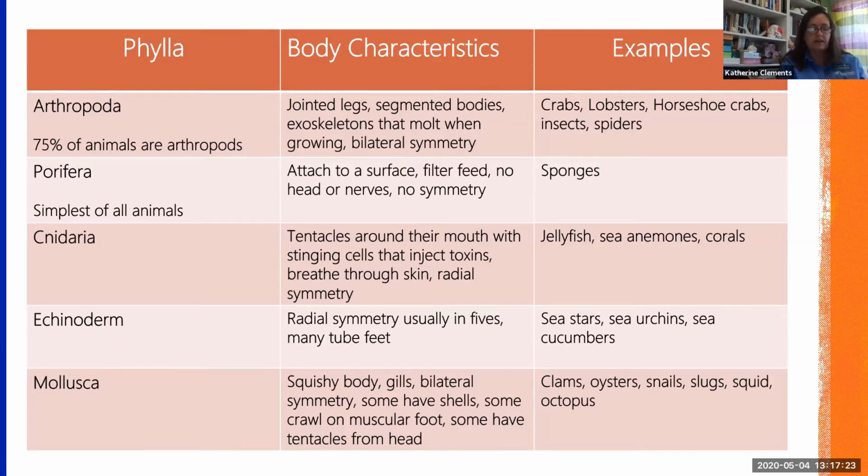Some examples of echinoderms are sea stars. You might call them starfish, but they aren't fish, so marine biologists call them sea stars. Sea urchins and sea cucumbers are also examples of echinoderms.